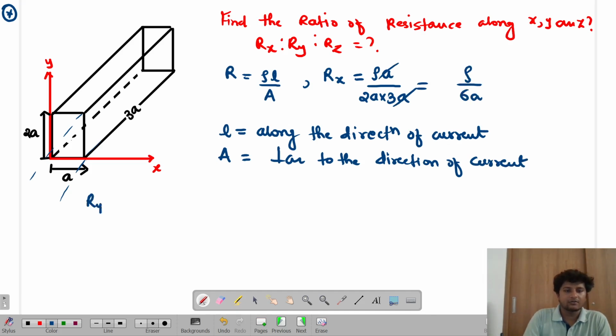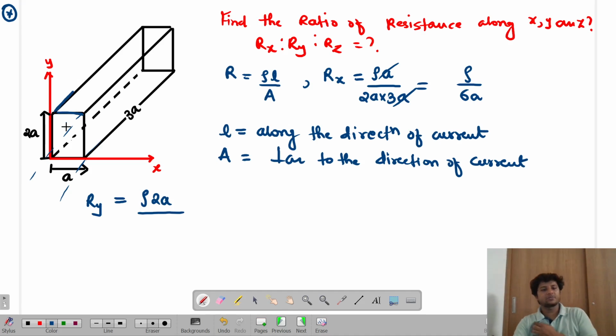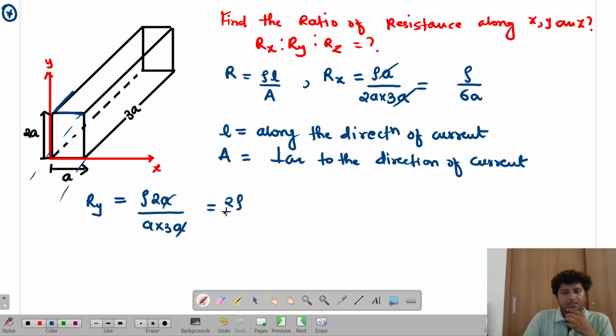Similarly, I can calculate Ry. For Ry, what will be the case? The current is moving along the y-axis. So length is 2a, and area will be how much? For this current, the perpendicular plane will be the z and x plane, or not? So zx is a into 3a. So that is 2 rho by 3. Are you able to get me or not?